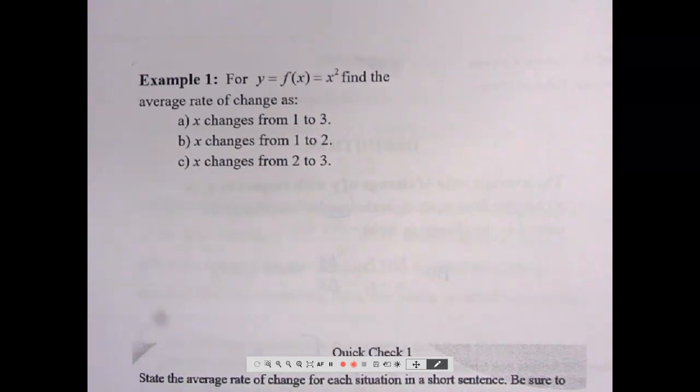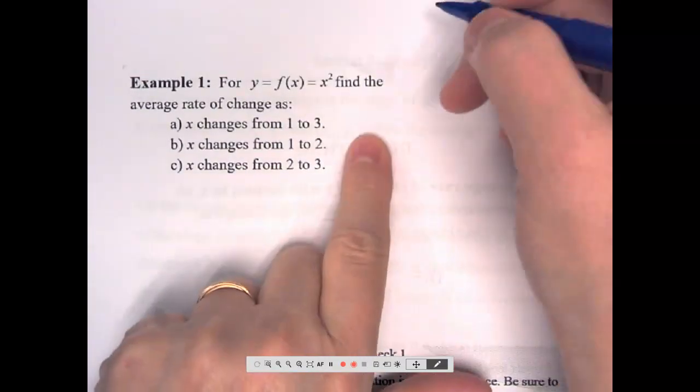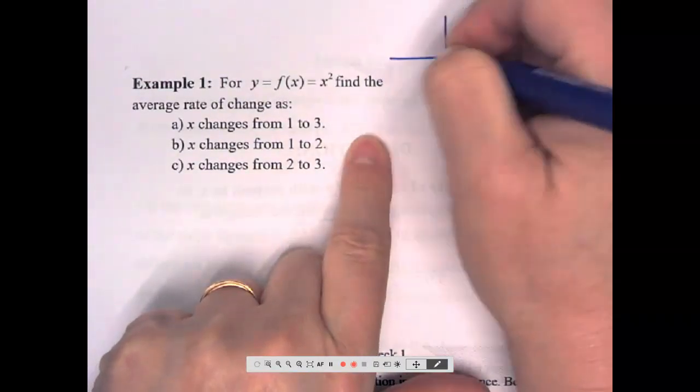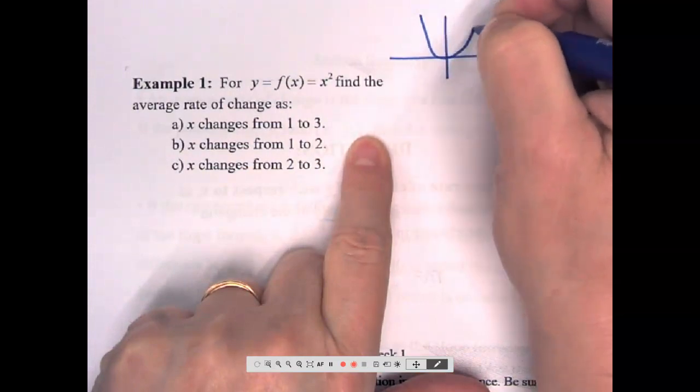Okay, so for y equals f of x equals x squared, find the average rate of change, aka slope, as x changes from 1 to 3, as x changes from 1 to 2, as x changes from 2 to 3. Okay, so let's picture this graph. That's just a plain old vanilla parabola, right?